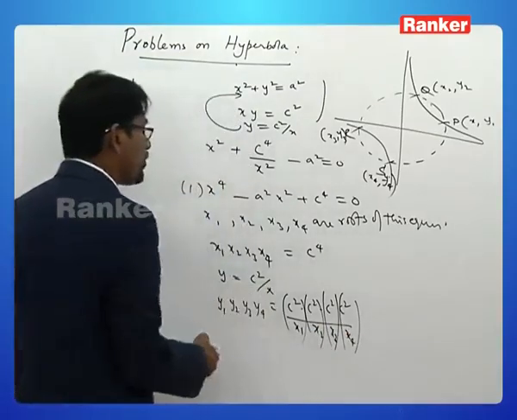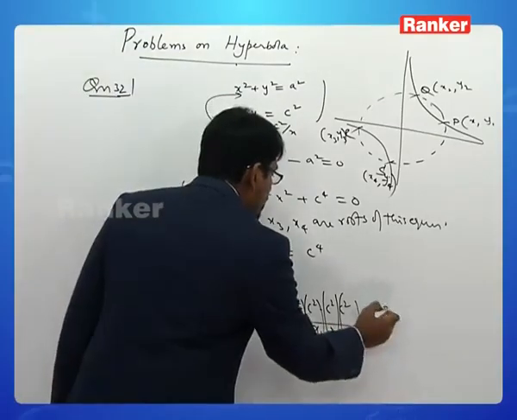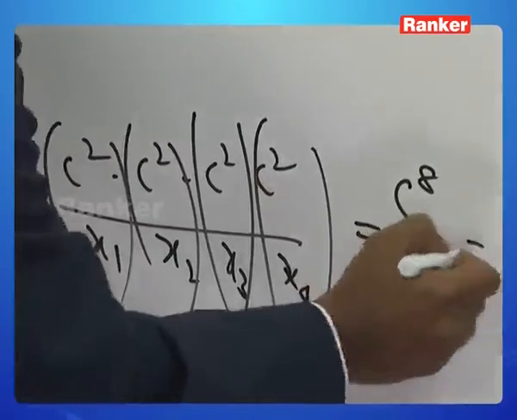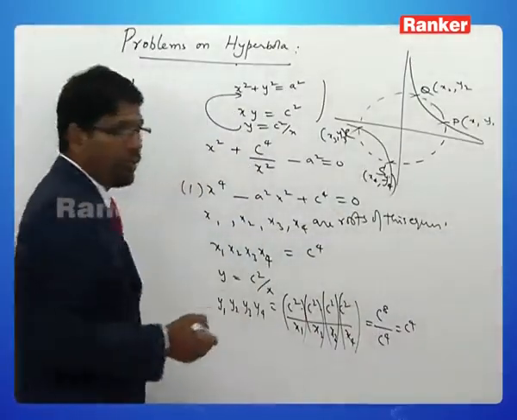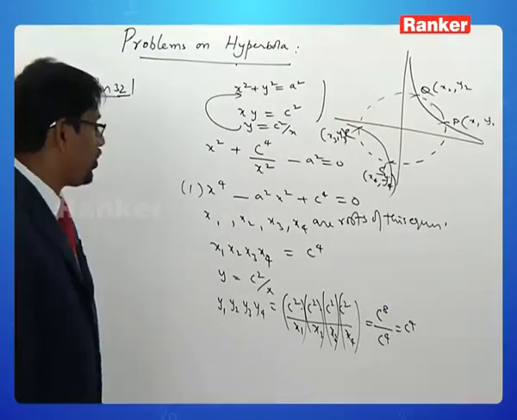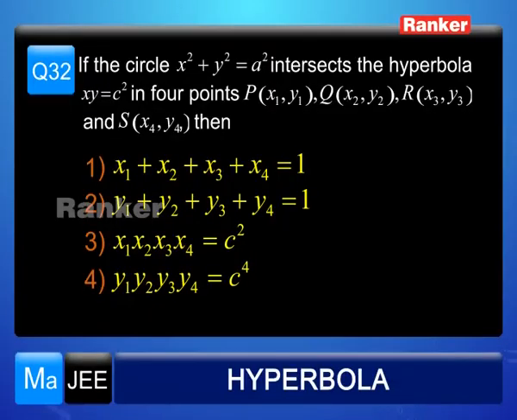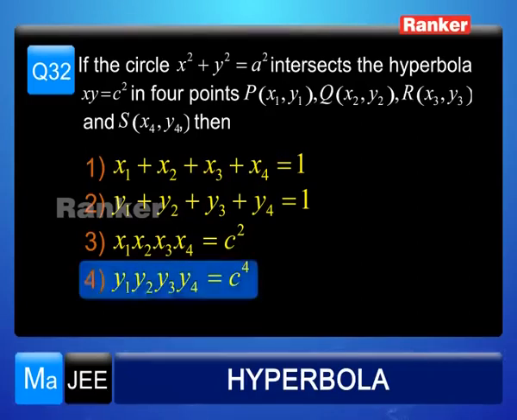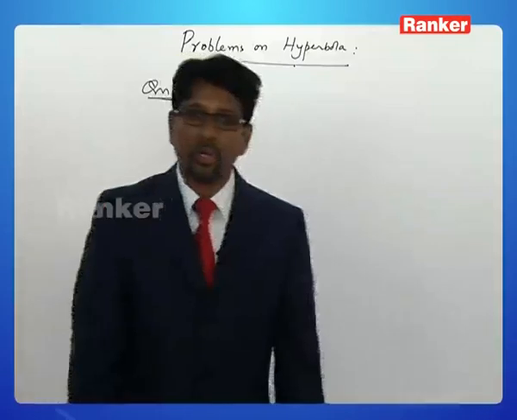This is equal to c power 4. What do we have in the numerator? C power 8. C power 8 by C power 4, that makes it C power 4. Therefore, y1 into y2 into y3 into y4 is equal to C power 4. And therefore, option 4 is the right answer. Question number 33.